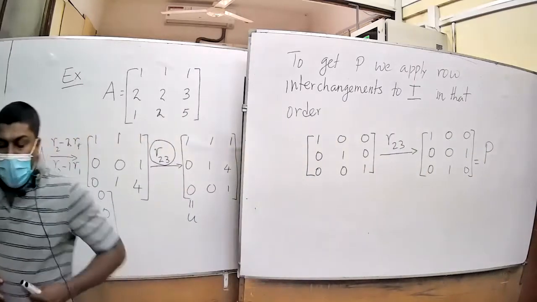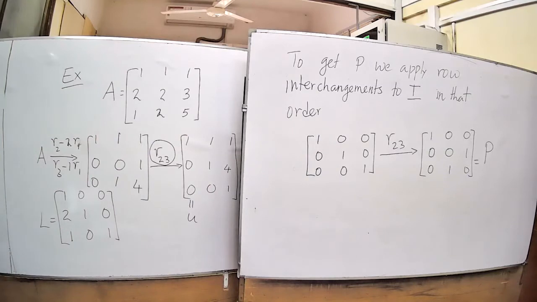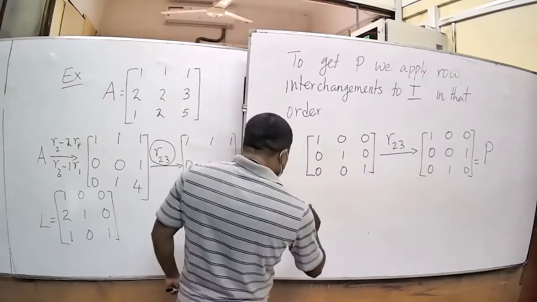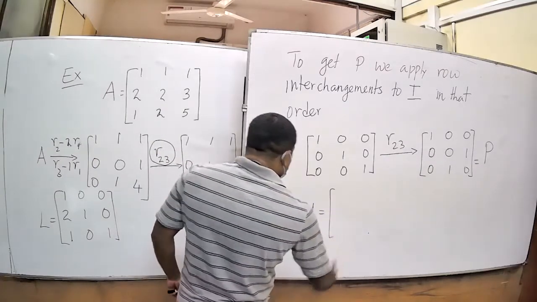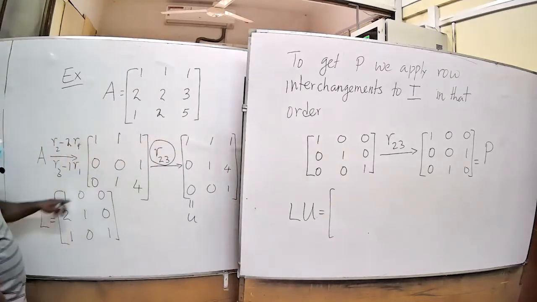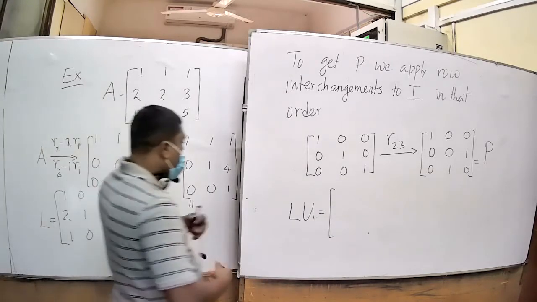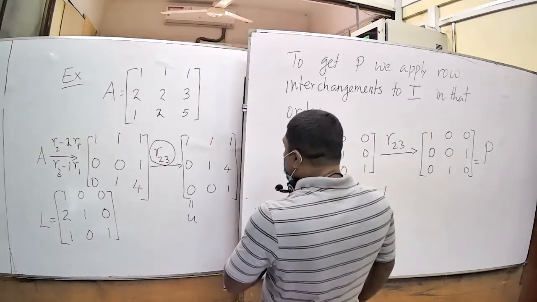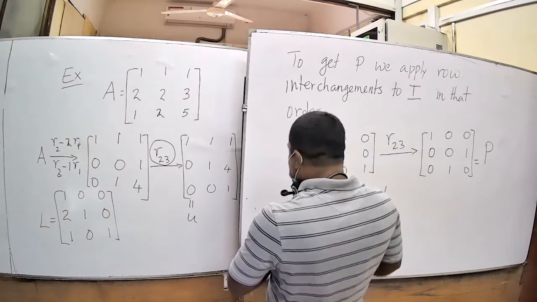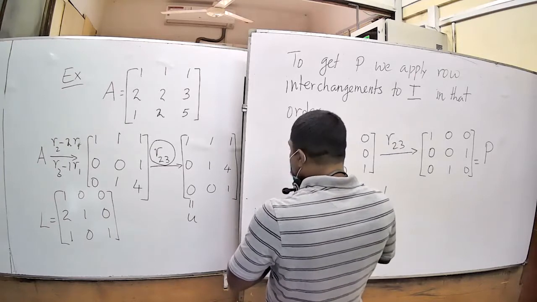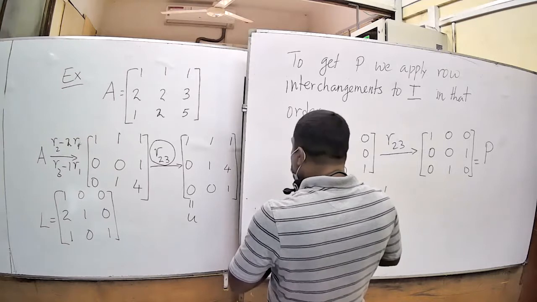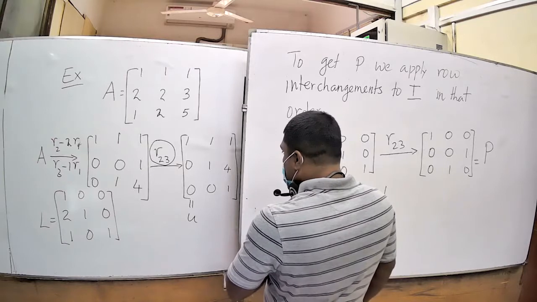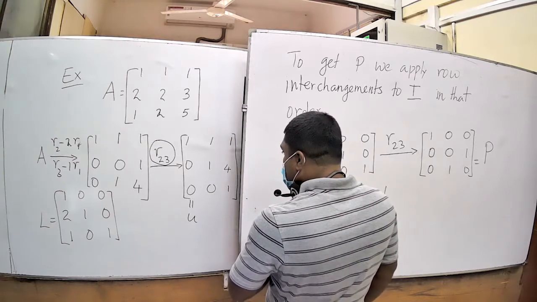Now you can verify whether PA is equal to LU or not. If you multiply L and U, row into column, you get 1, 1, 1, then 2, 3, 2, and this one is 3.